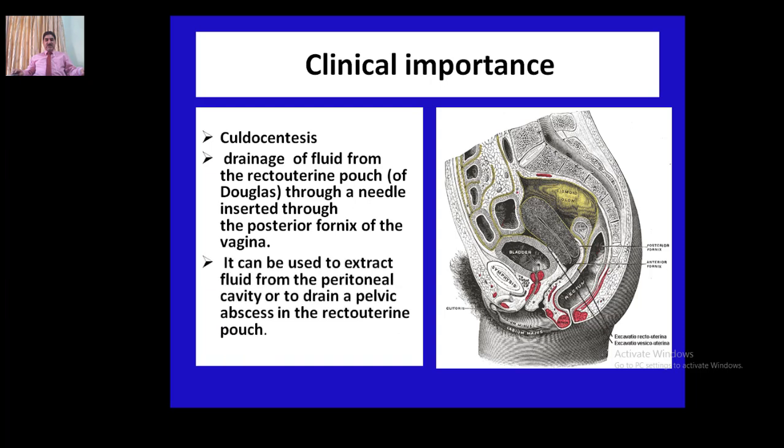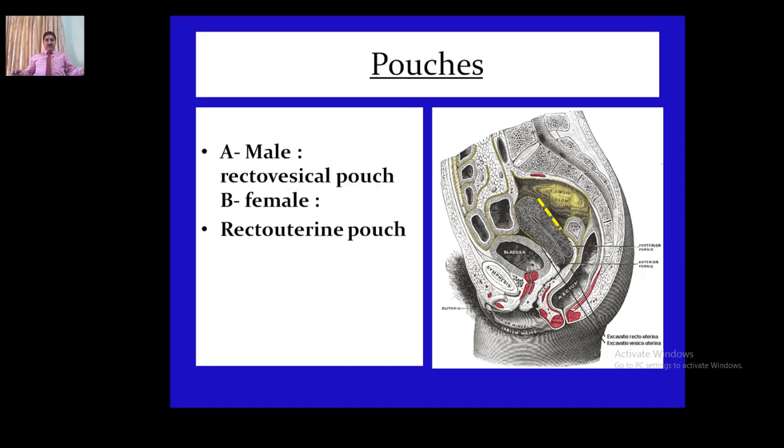It can be used to extract fluid from the peritoneal cavity or to drain a pelvic abscess in the rectouterine pouch. Exploration of the rectouterine pouch by giving an incision through the posterior fornix of the vagina is called posterior colpotomy. So in males we have the rectovesical pouch, but in females we have the rectouterine pouch.